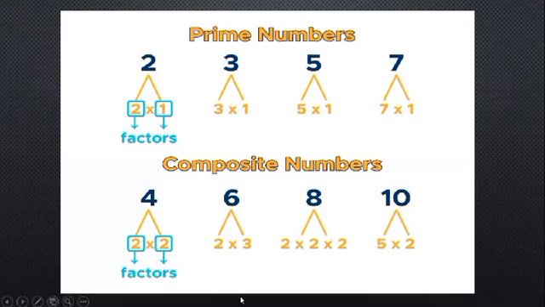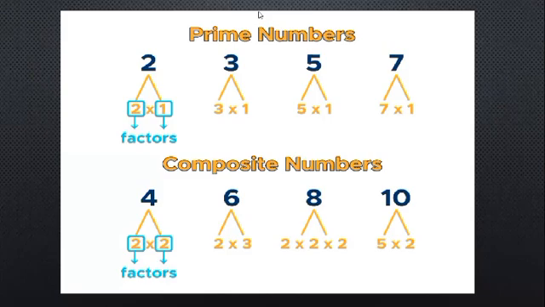Prime numbers حنرجع هيك just to recall. 2 is a prime number having two factors, 1 and itself. It is the same for 3 having two factors يعني هن 1 and itself. 5 also 1 and 5. 7, 1 and 7.